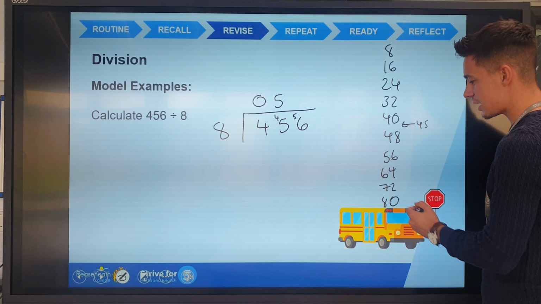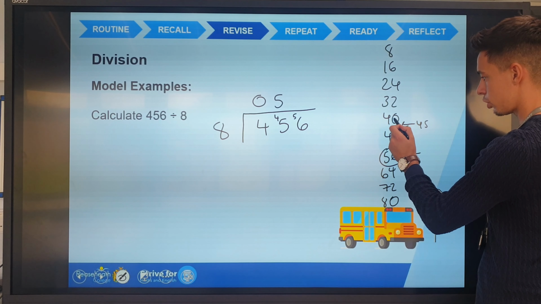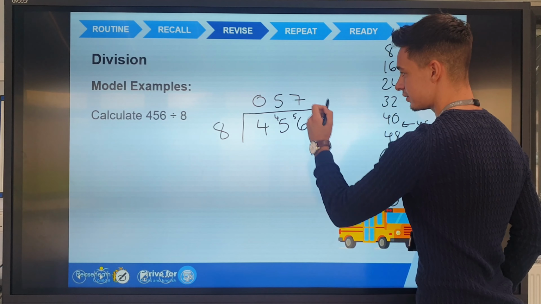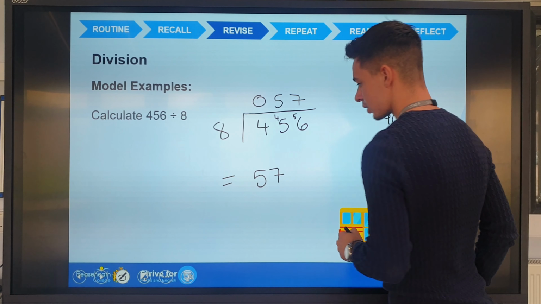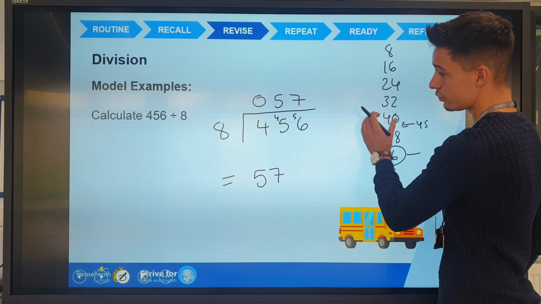8 into 56, once again, luckily for me, it's there. So 1, 2, 3, 4, 5, 6, 7. This answer is 57. Okay? And it's the exact same process. So if I'm dealing with even bigger numbers, you just keep moving across.